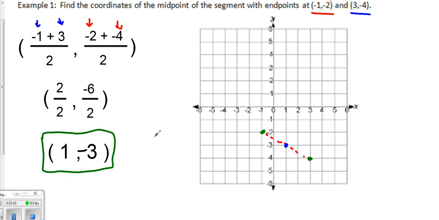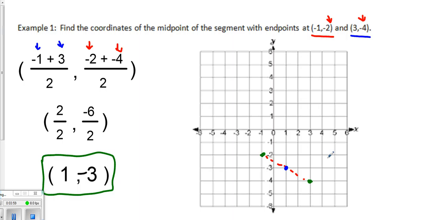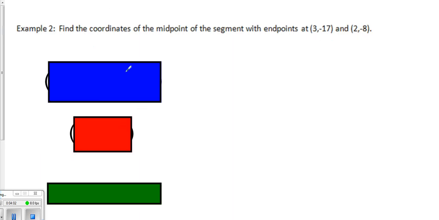So this is how we'd find it algebraically. We just plug in our numbers, finding the average x values, average y values. This is how it would look then. And this is what it looks like if you do it on a graph. Now we won't be able to graph each and every one of these, but this is how it would look. So we're more interested in the algebraic process, just using the numbers to find that midpoint.